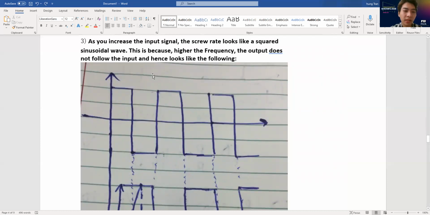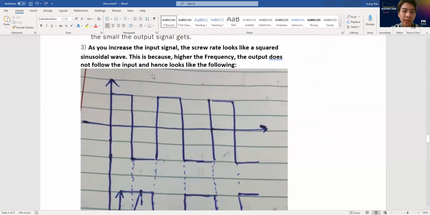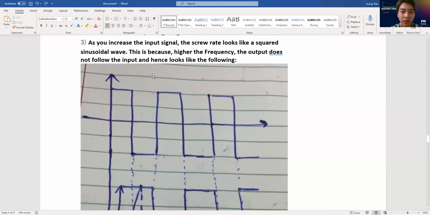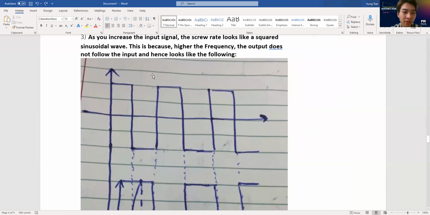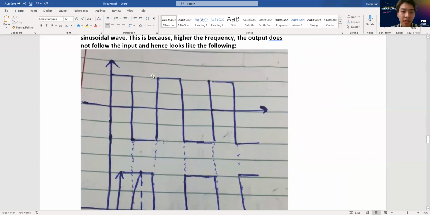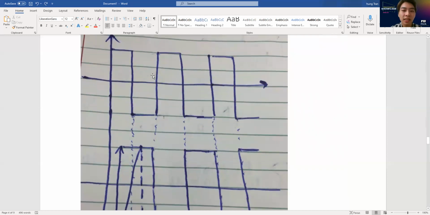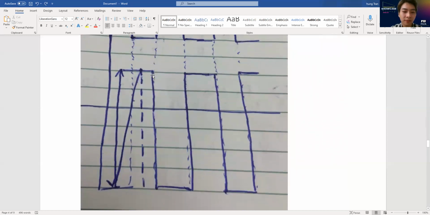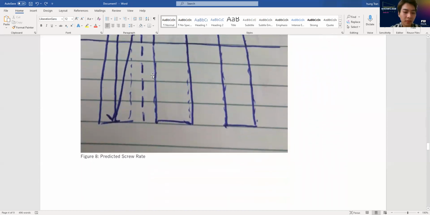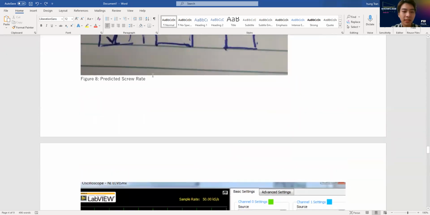So let's come to number 3. As you increase the input signal, the slew rate makes the wave look like a square sinusoidal. This is because at higher frequencies, the output does not follow the input. Hence, it looks like this as follows. This is the predicted slew rate.